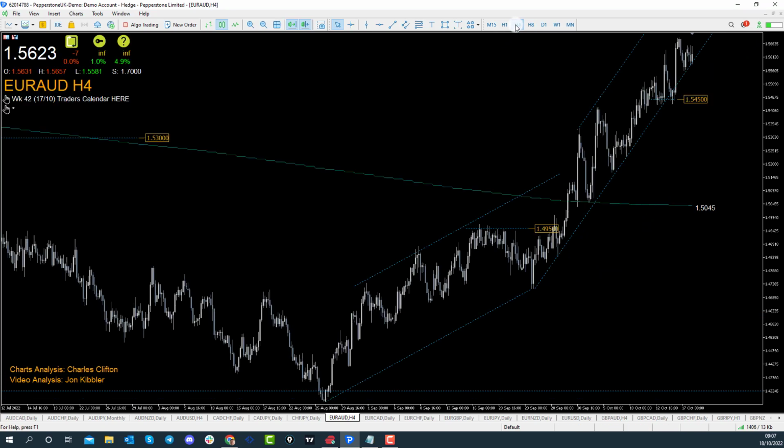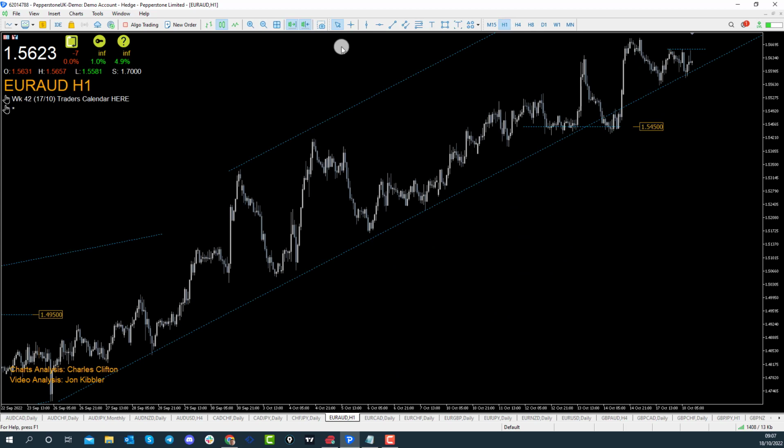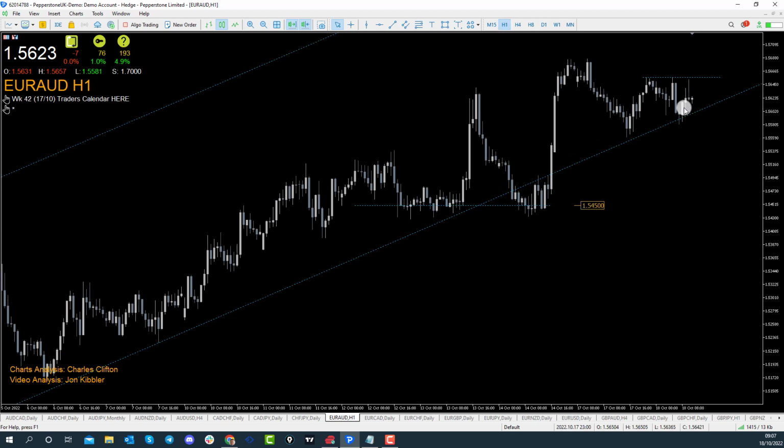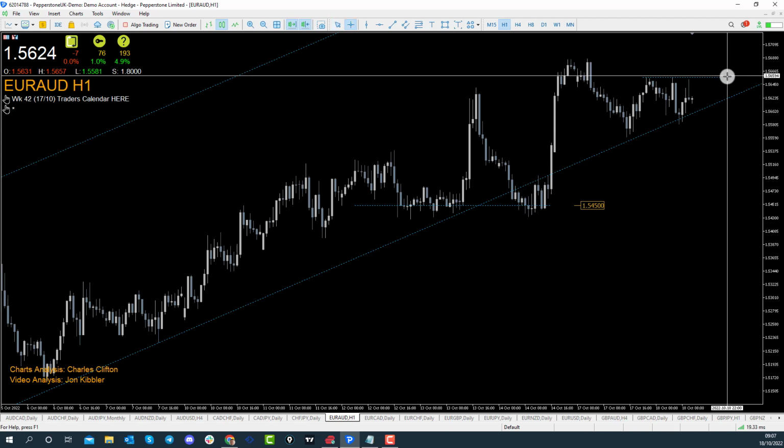So if I go down to a lower time frame, what could we suggest? Well, price is consolidating and finding support at the previous trend line support. Okay, so that could be an opportunity that if price respects this channel, that we could see further upside to Euro Oz. Now what I've done is I've just placed a little line here.